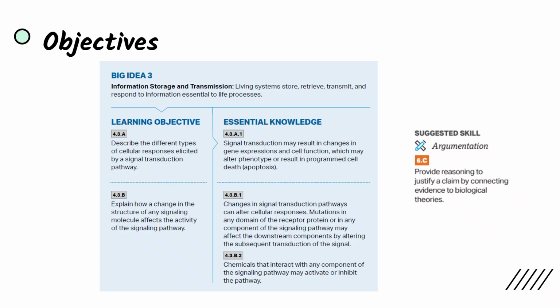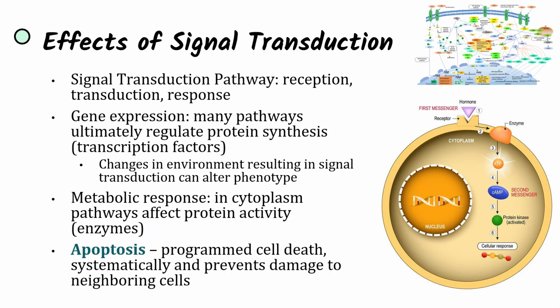And the suggested skill is going to be argumentation, 6C, provide reasoning to justify a claim by connecting evidence to biological theories. Let's begin by talking about effects of signal transduction. And in 4.2, we intro to the signal transduction pathway, talking about reception and transduction, and today we're going to start by focusing on response.